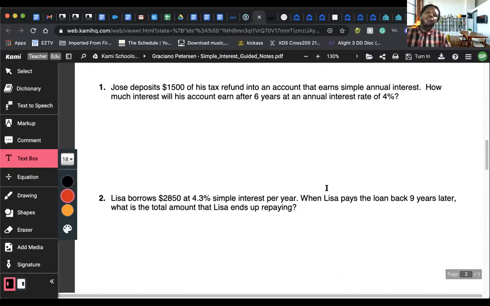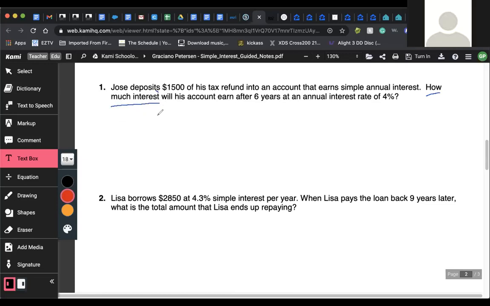So we're going to work through these word problems. We're still using the simple interest formula, right? But we just have to read through it to see what we're looking for. So it says Jose deposits $1,500 of his tax refund into an account that earns simple annual interest. How much interest will his account earn after 6 years at an annual interest rate of 4%? So what are we looking for? The interest? Good. We're trying to find the interest.